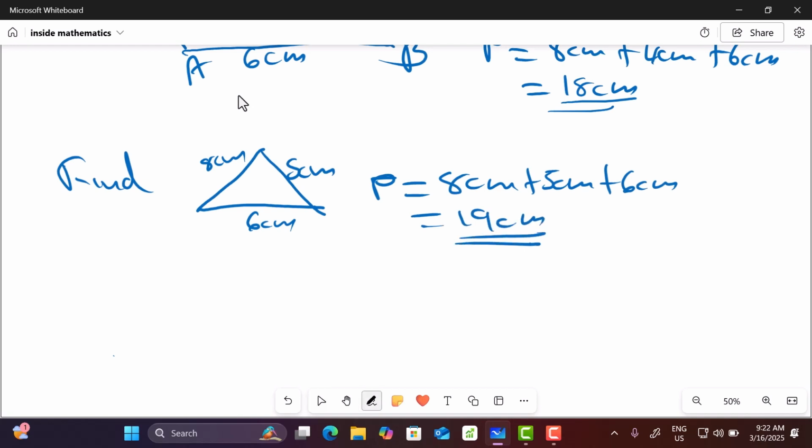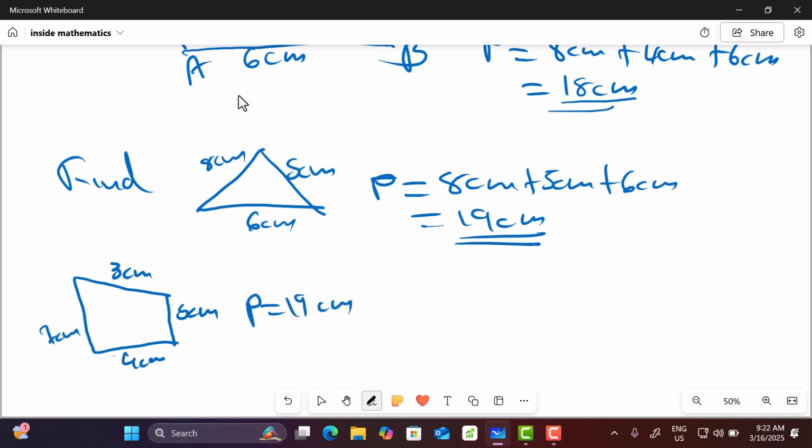Since it's just a perimeter, let us take a look at another shape, for example this shape here. If this shape has measures of 3 centimeters, 5 centimeters, 4 centimeters, and here 7 centimeters, and we are asked to look for the perimeter, remember, nothing changes, it's just the distance around the shape. We still get 19 centimeters in this shape.